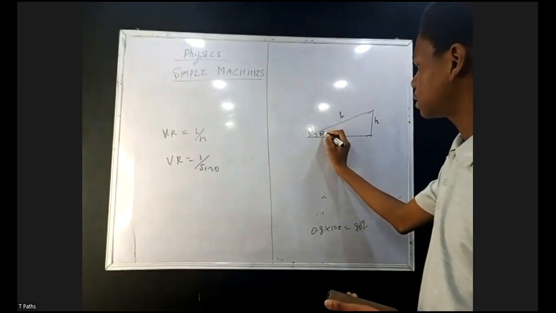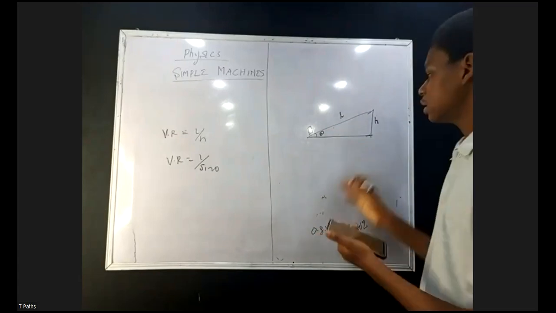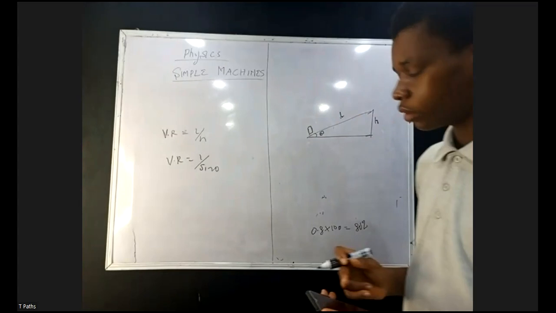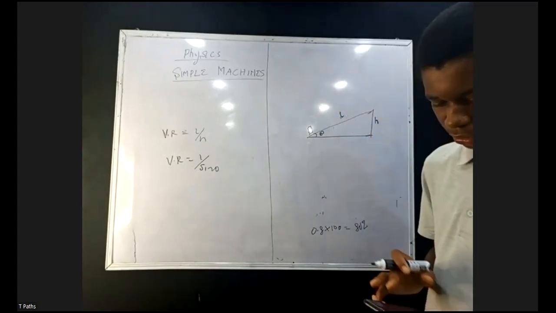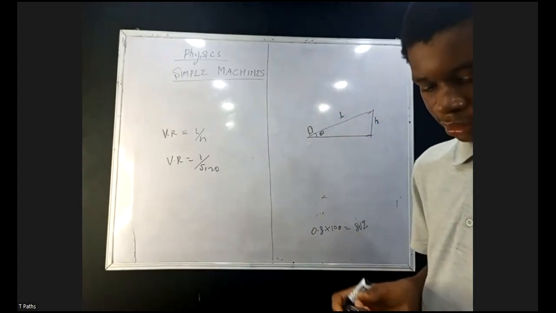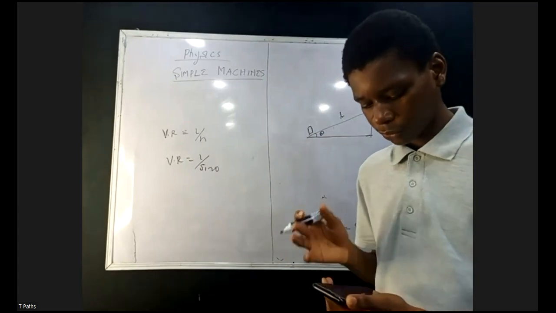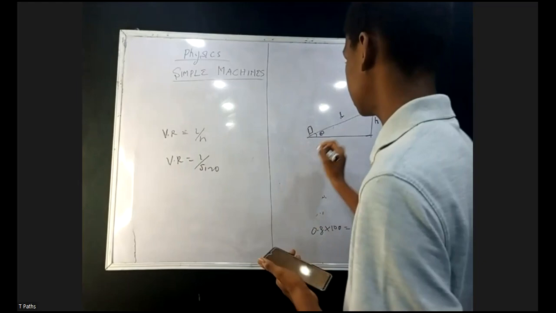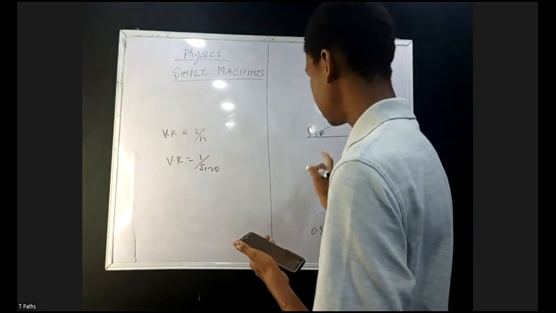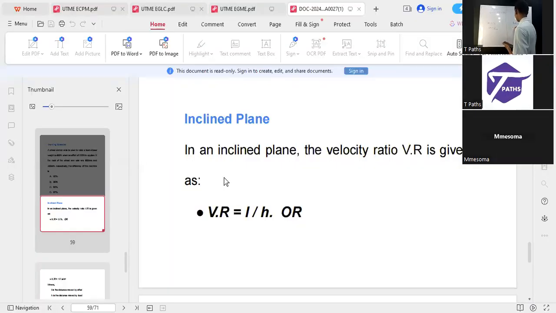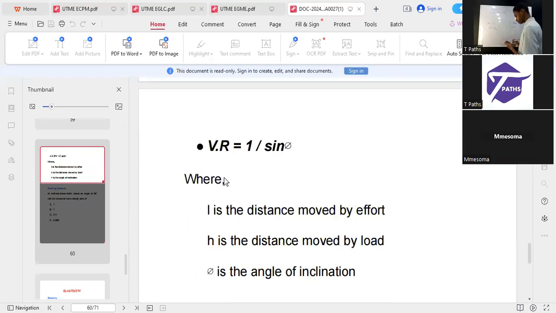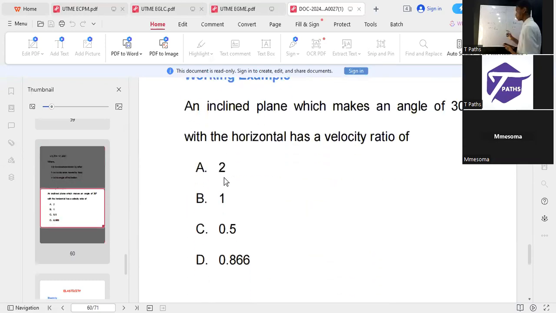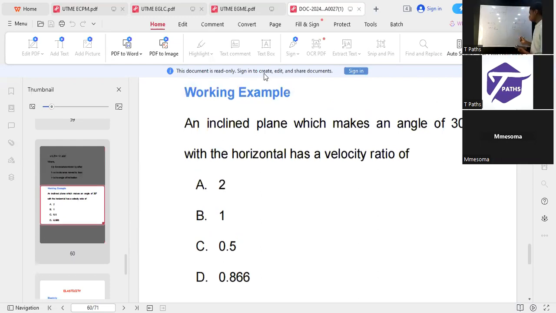Okay, so now I'll take an example. This theta here is my angle of inclination, the angle at which the plane surface is inclined to the horizontal. We'll take an example now. It says an inclined plane which makes an angle of 30 degrees with the horizontal, which means my theta is 30 degrees, has a velocity ratio of... So it's asking me to find the velocity ratio of this particular machine.